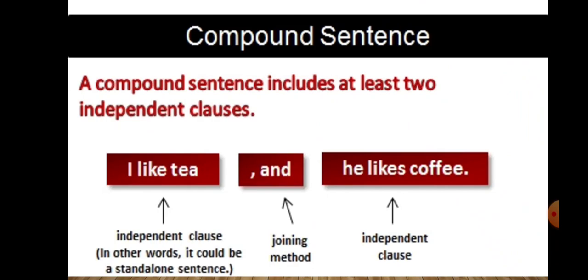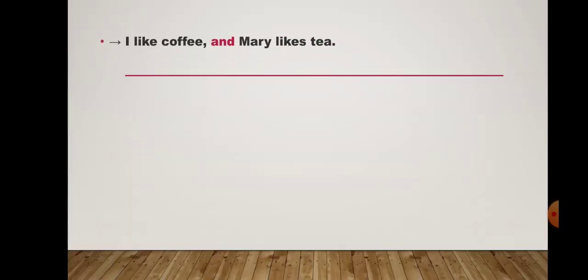I like tea and he likes coffee. As I have told you already, "I like tea" is an independent clause. "He likes coffee" is also an independent clause. Both these parts convey complete sense and are independent of each other, and we use a coordinating conjunction, that is "and", to join these two independent clauses. See a few more examples: I like coffee and Mary likes tea.